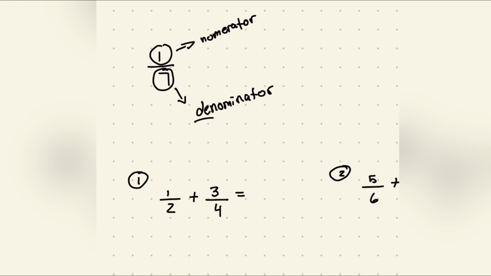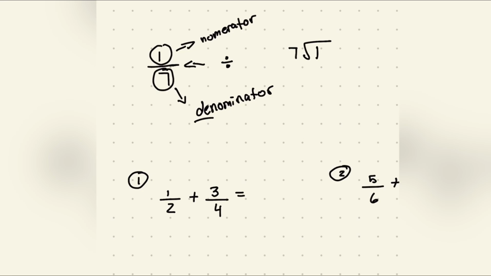We must also make clear that this line right here is not just a line separating the top and bottom. No, it actually stands for division. And a fraction is ultimately a division problem. The top is being divided by the bottom. So in this case, 1 is being divided by 7.